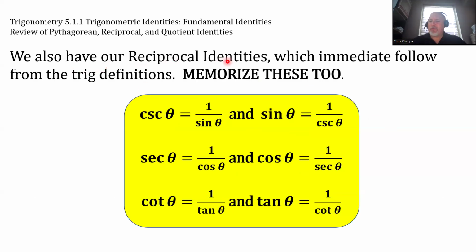We also have our reciprocal identities, which immediately follow from the trig definitions. Memorize these too. Cosecant of theta equals 1 over sine theta, and sine theta equals 1 over cosecant theta. Secant of theta equals 1 over cosine of theta, and cosine of theta equals 1 over secant of theta. Cotangent of theta equals 1 over tangent theta, and tangent theta equals 1 over cotangent theta.